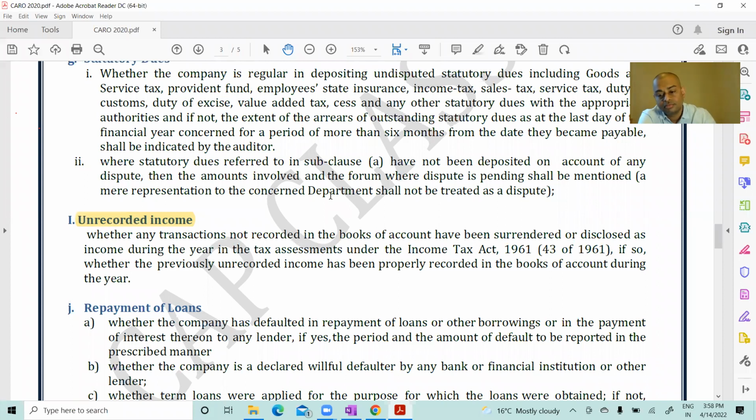Whether any transactions not recorded in the books of accounts have been surrendered or disclosed as income during the year in the tax assessments under the Income Tax Act 1961. If so, whether the previously unrecorded income has been properly recorded in the books of account during the year. So could you please explain what this is, madam?